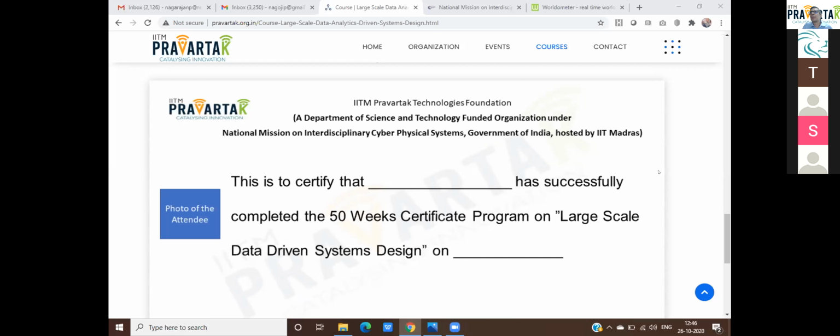It's not a course that you learn to put in your biodata. Of course, you can put in your biodata, but more importantly, you use it and make a living out of it. So that is our intention here, and that's what India also needs today. As a country, we need that.